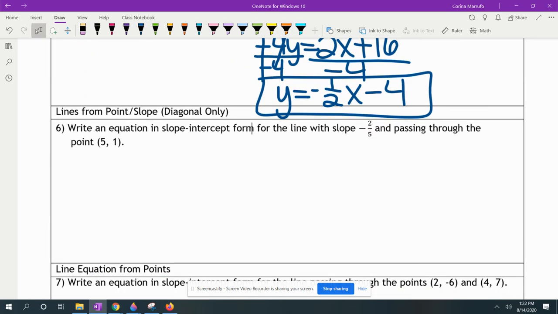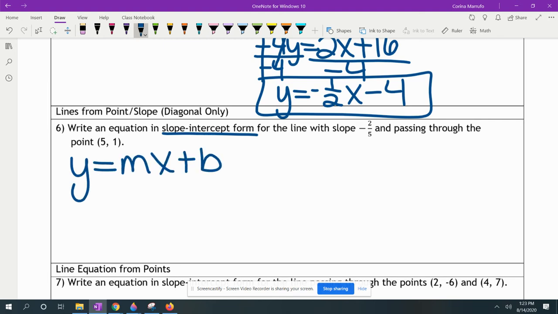Okay, here, write an equation in slope-intercept form with the slope of negative 2/5 and passing through point (5, 1). So once again, slope-intercept form is y equals mx plus b. And what they do give us is the m. The slope is negative 2 over 5. So instead of m, I'm going to go ahead and write negative 2 over 5. What they don't give us is the y-intercept. They don't give us what b is.